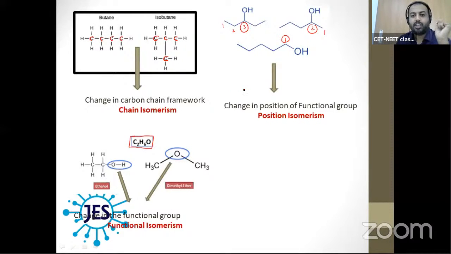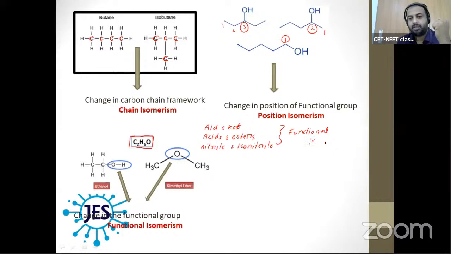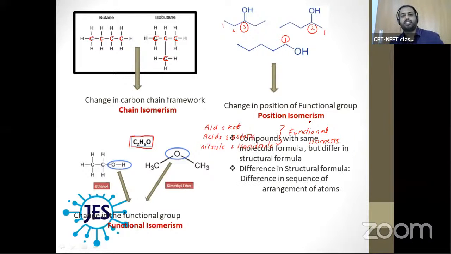Likewise, you have other functional isomers as well, like aldehydes and ketones, acids and esters, carboxylic acids and esters, nitrile and isonitrile. All these are functional isomers. Other examples of functional isomers. You should be in a position to recognize it. So these are the different varieties of structural isomerism. So we have discussed 3 now: chain isomerism, position isomerism, functional isomerism. You have 2 more to go.